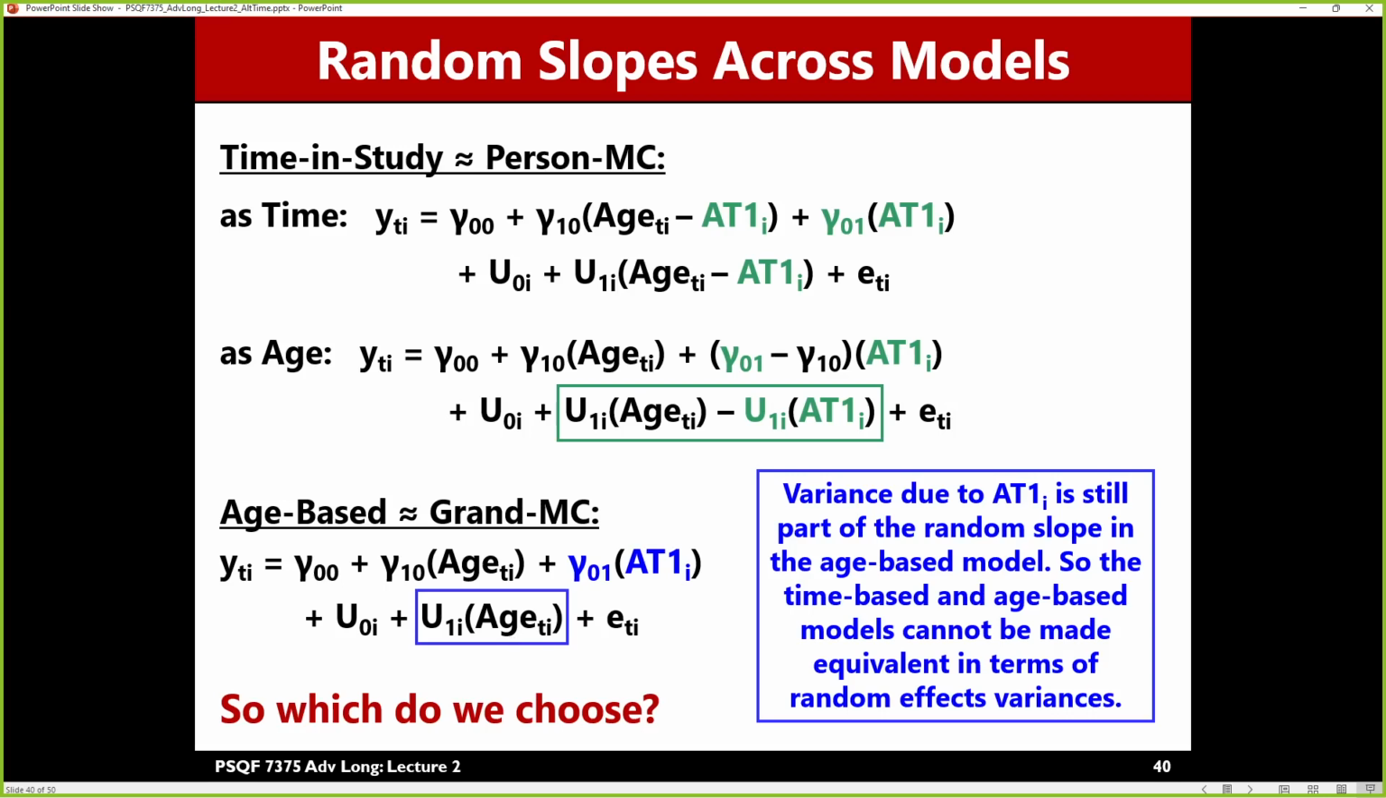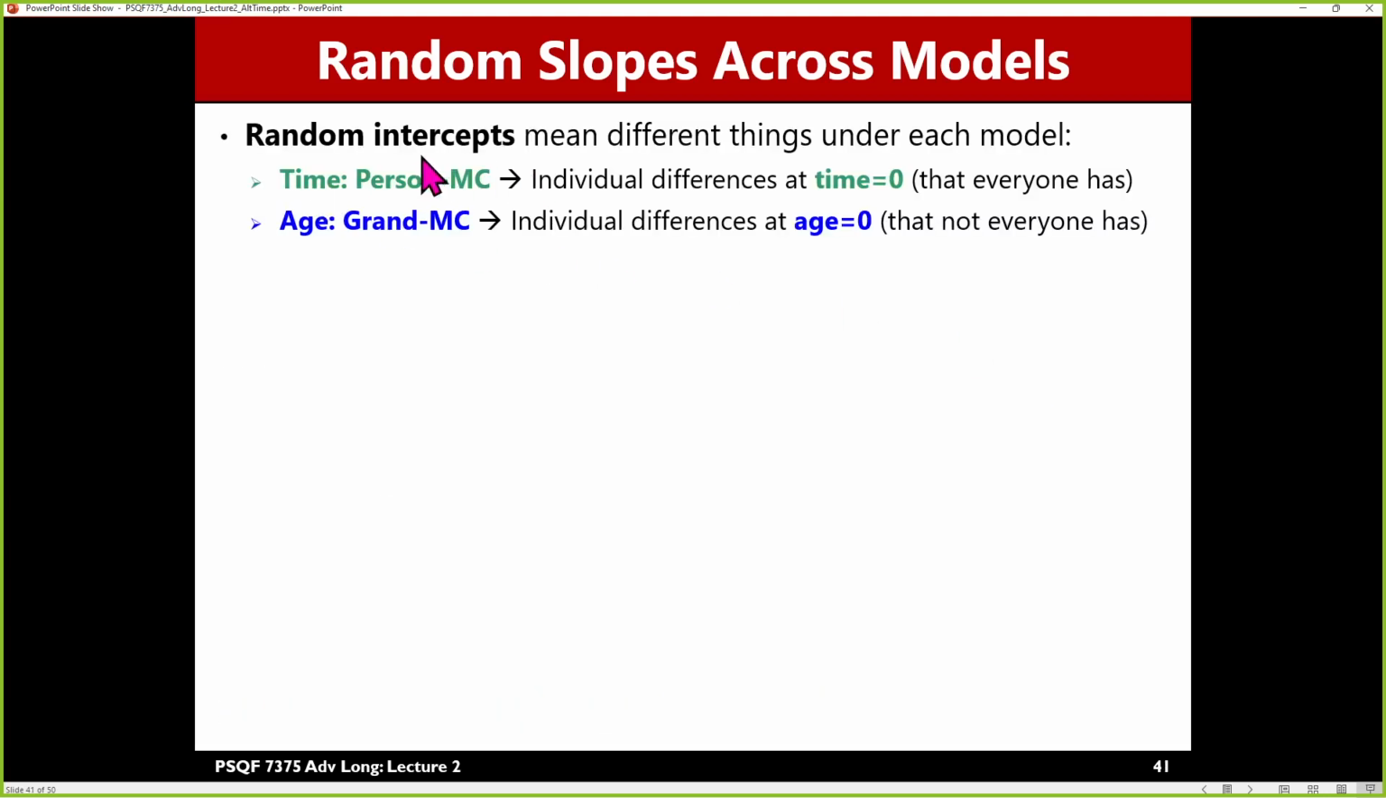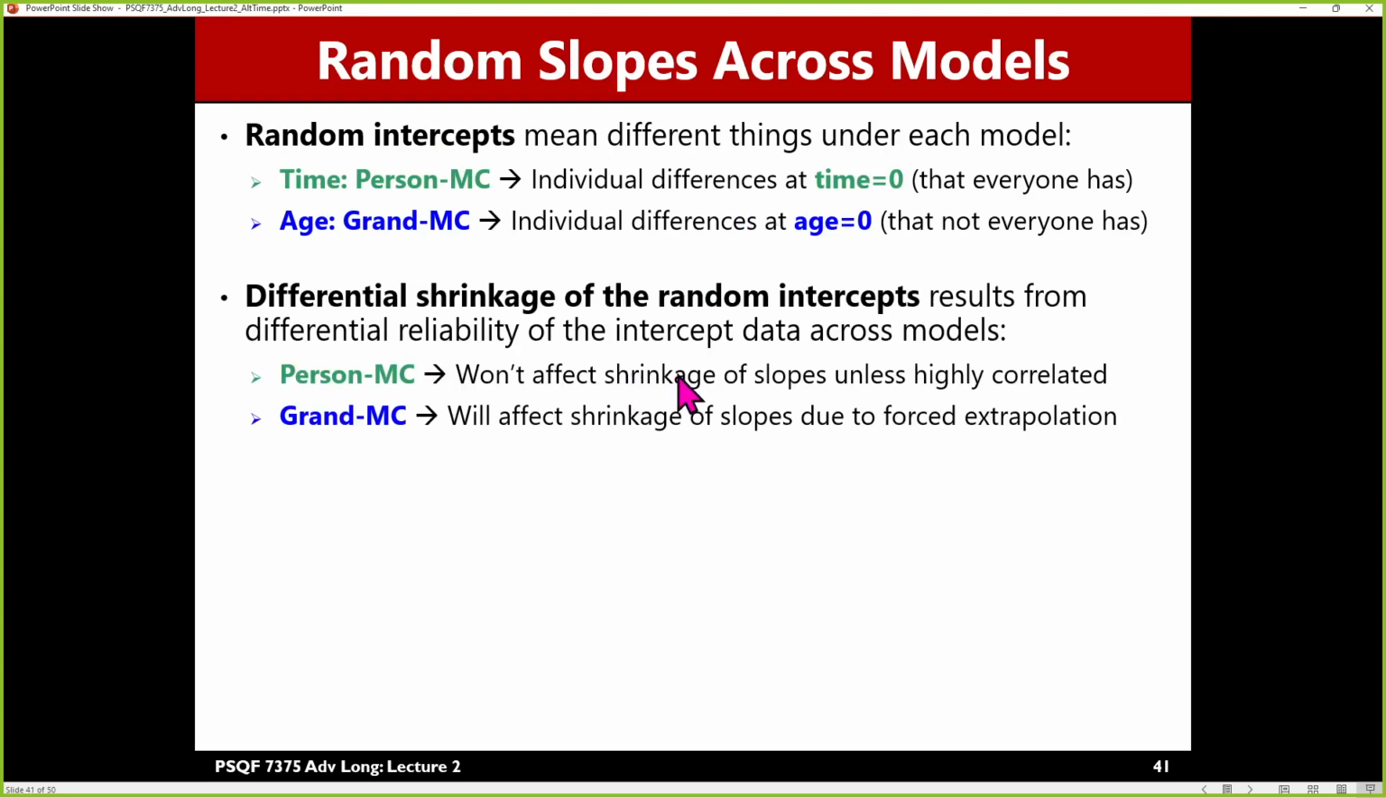And if you think about how reliably somebody's intercept could be estimated, everybody has a time zero. Unless you join the study late or something, but even then time zero is pretty close to where your data would be. Not everybody has an age 84. If I started at 90, I don't have an age 84. So Raudenbush and Bryk in their textbook talked about this as involving greater extrapolation to where the intercept is, which would cause maybe less reliability and more shrinkage. If there's greater shrinkage of the intercepts, that can propagate to the slopes.